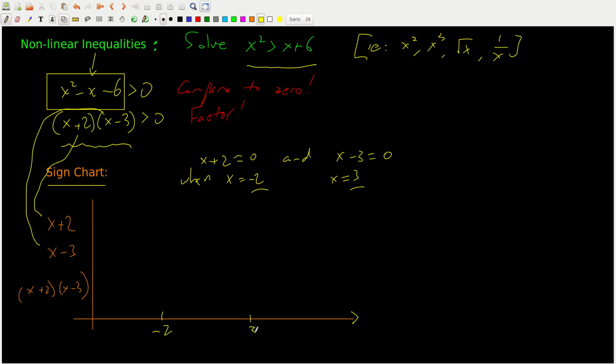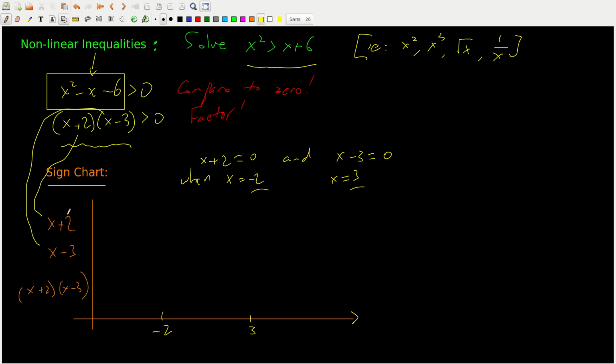Minus 2 and 3. They're the only important points on the number line because they're the only points where this thing is 0, and therefore that's the only places where this quantity can change sign, from positive to negative. The only way x plus 2 can go from being positive to being negative is if it goes through 0. And when is it 0? Right here at minus 2.